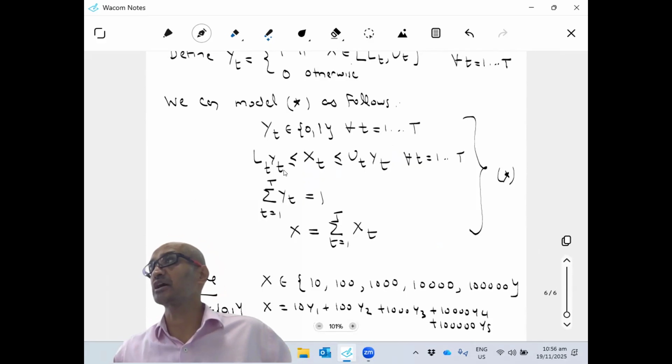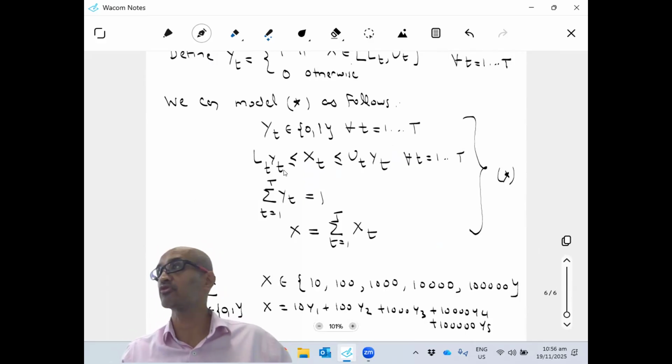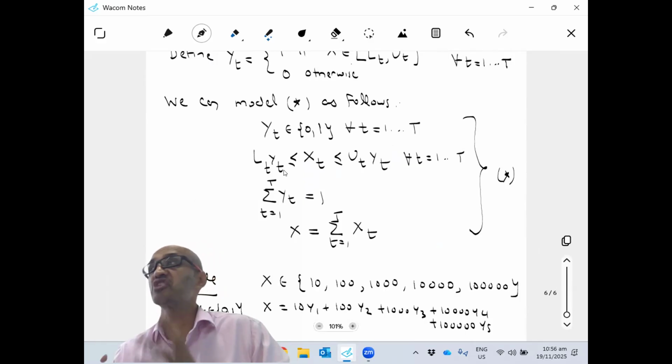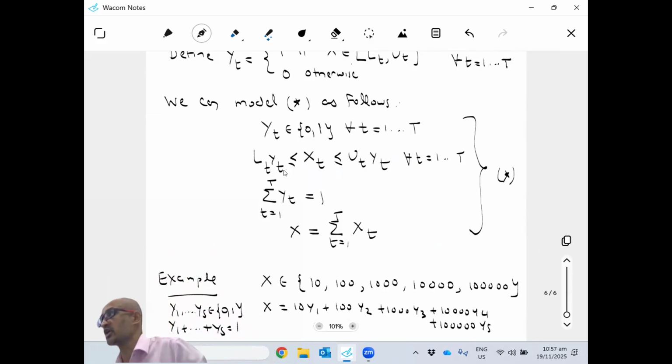Okay, it's 10:55. Let's take a break. When we come back, I'll do a few more examples like this. But what I want to show you is just the power of modeling with IPs. It's extremely powerful as a modeling technique.